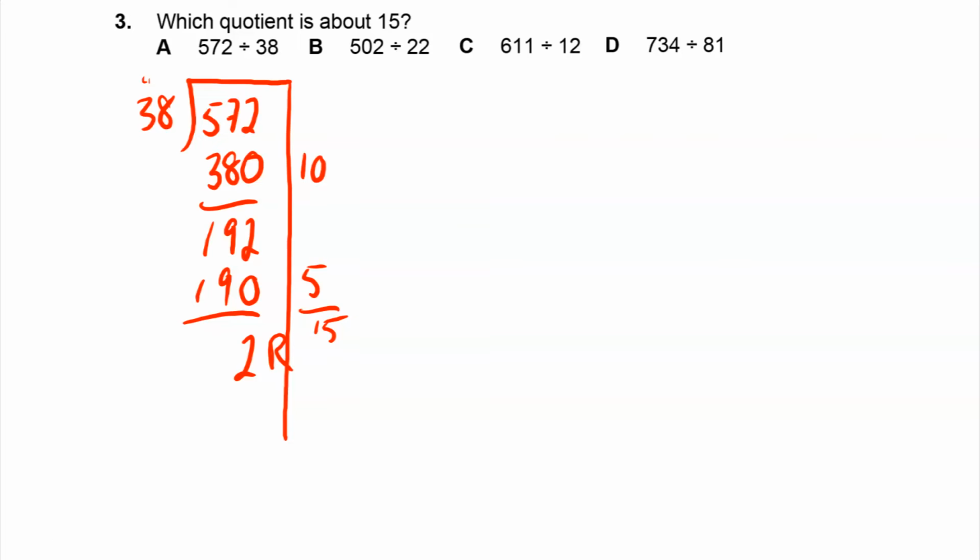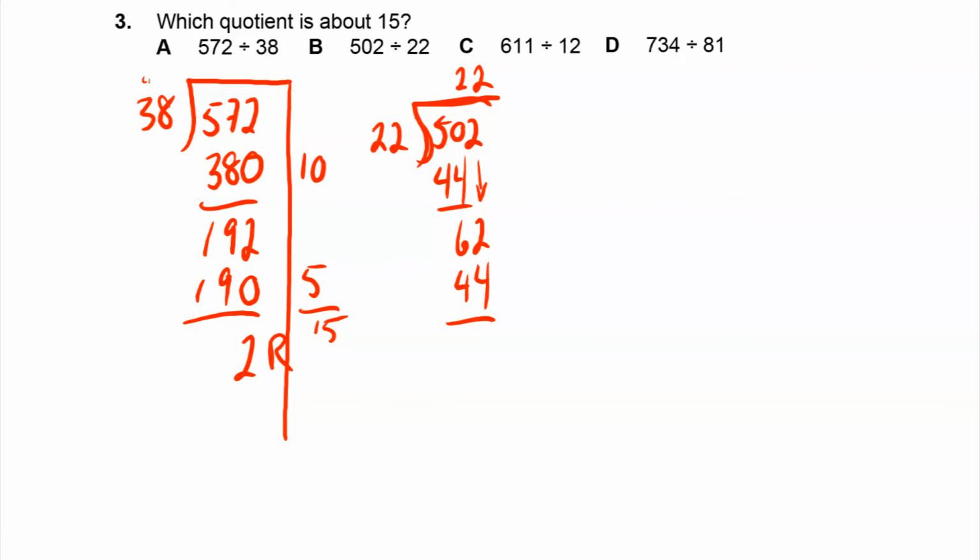Let's look at the next one, and maybe we'll use the more traditional method that a lot of you are familiar with. How many 22s are in 50? 2 22s give us 44 with 6 remainder. We bring down the 2. Now if I go 3 22s, I'm going to be at 66, so it has to be 2 again. 2 22s are 44. 62 minus 44, and the remainder is 18.